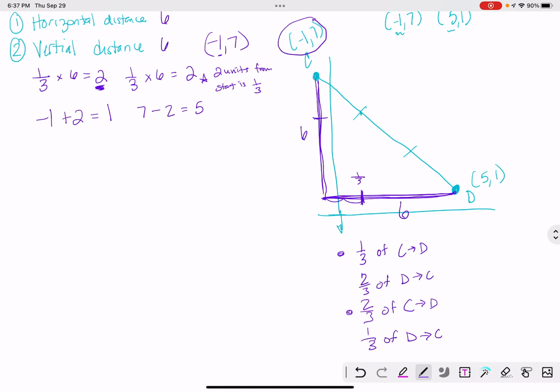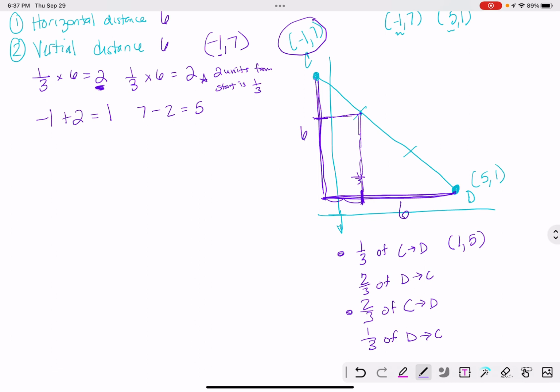Okay, so this is telling me that 1/3 of CD, 1/3 of CD point will be 1, 5. Okay, and that kind of makes sense because 1/3 here and 1/3 here would meet on the line about where we kind of said it would. Remember, we're kind of eyeballing, but that kind of meets where we said it would. Okay, and that would be 1, 5.